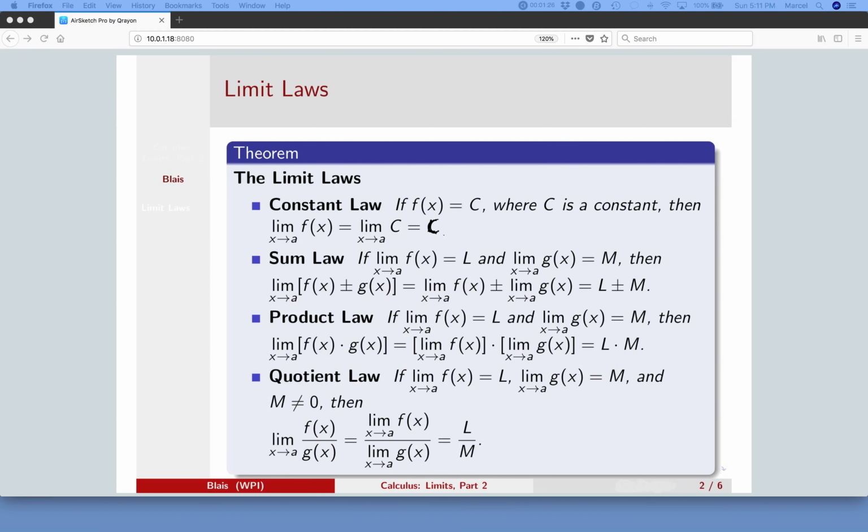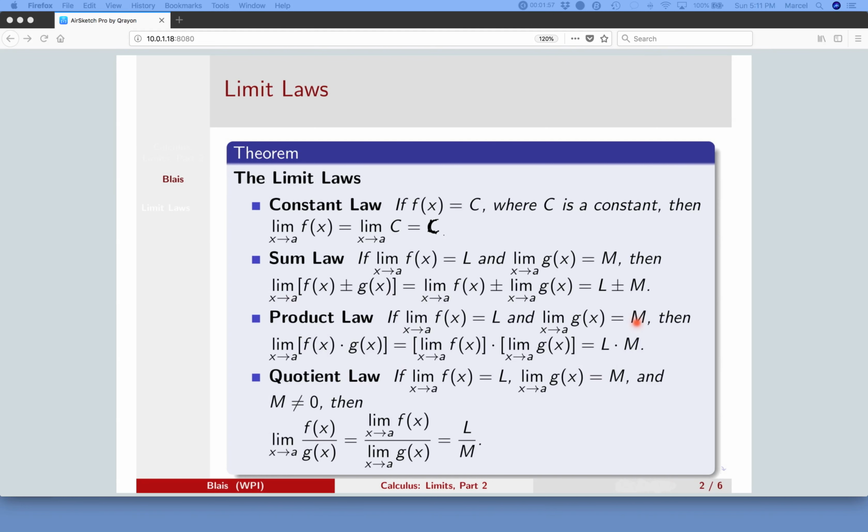For the sum law, and it's important to note for this law and the ones that follow it, this only holds if the limit as x goes to a of f of x equals L, and the limit as x goes to a of g of x equals M. We need both of these limits on their own to exist as a precondition.